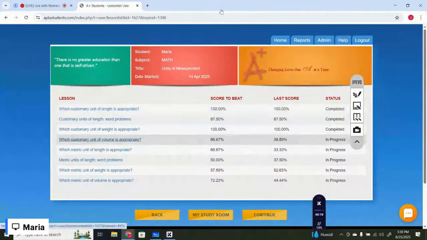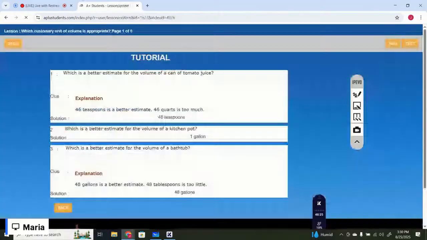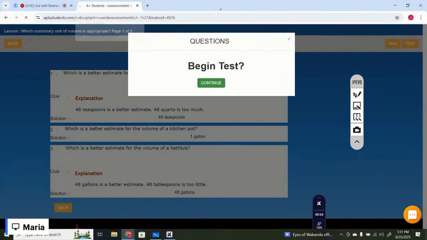The next question is which customary unit of volume is appropriate? So let's just start. Which is a better estimate for the volume of a can of tomato juice? It would be 46 teaspoons, because 46 quarts is too much. Let's just start.